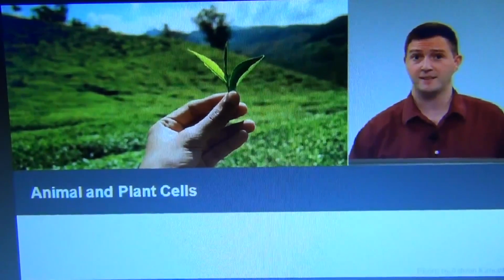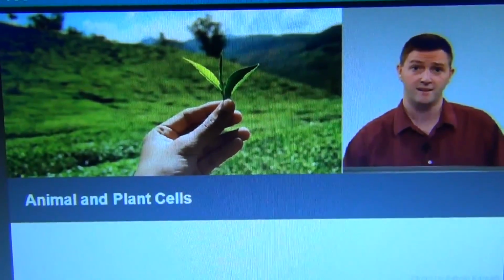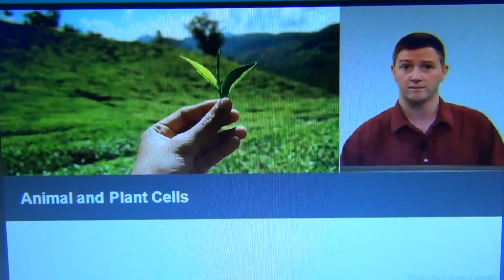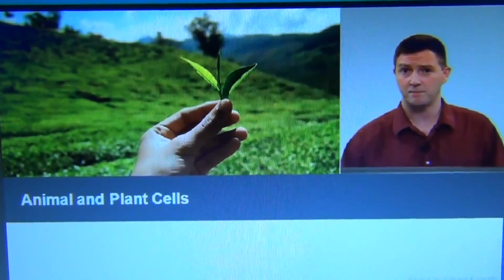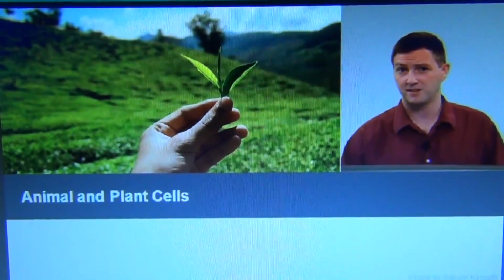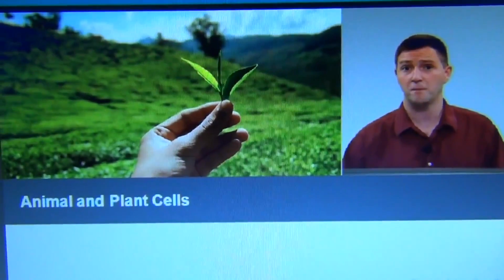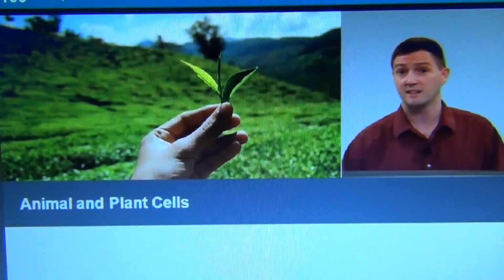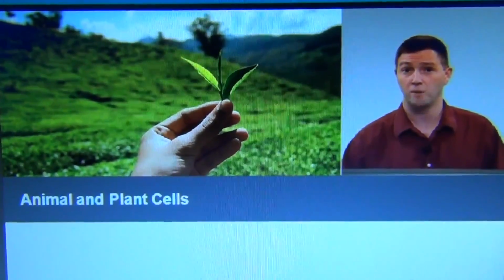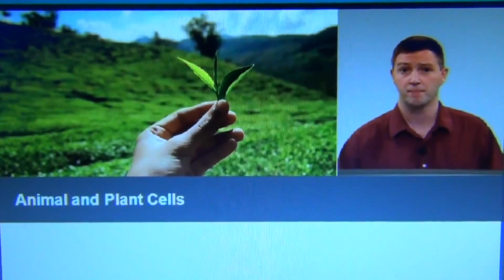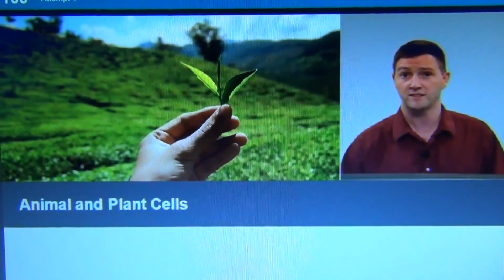Let's begin by taking a look at this picture of a hand and the leaf that it's holding. Are they made out of the same things? They have the same texture, the same substances? Both the hand and the leaf are made out of cells. Cells are the smallest unit of both plants and animals. Let's take a look at the definition of a cell.